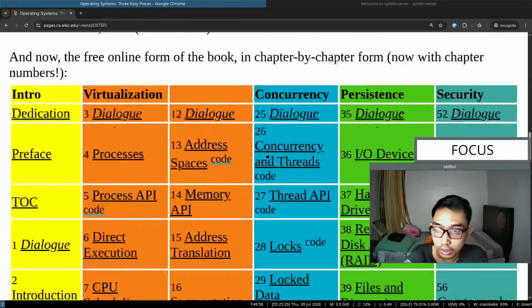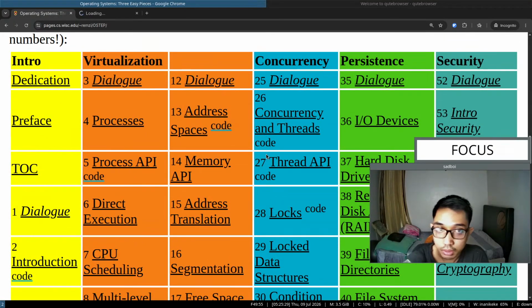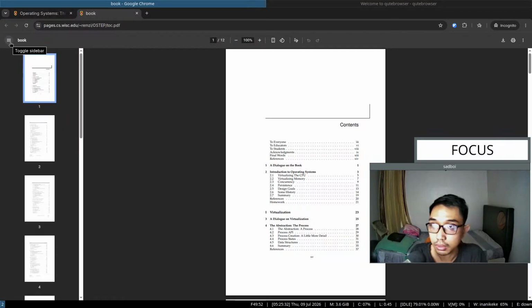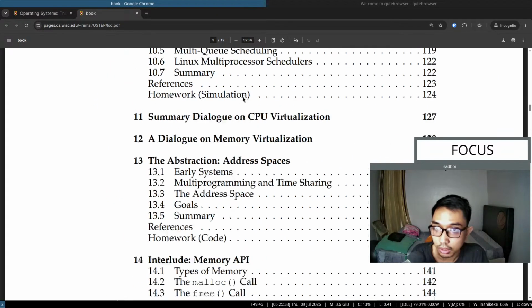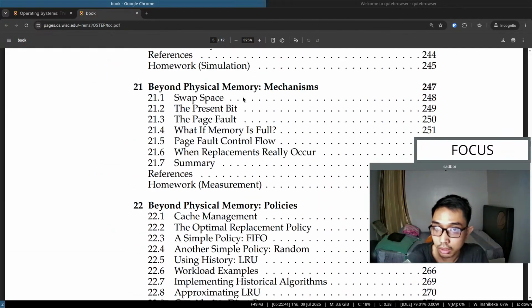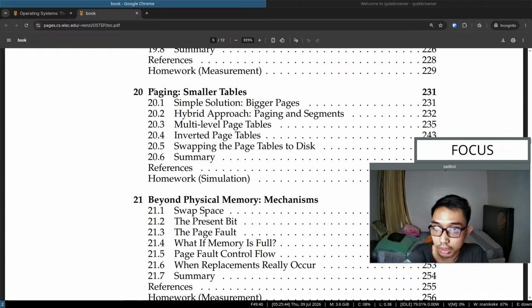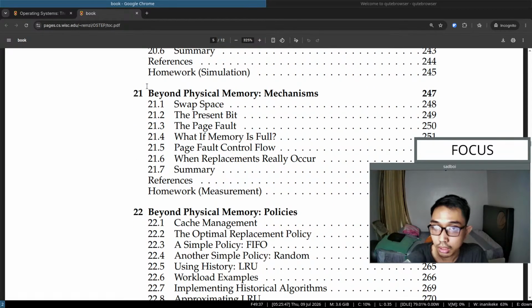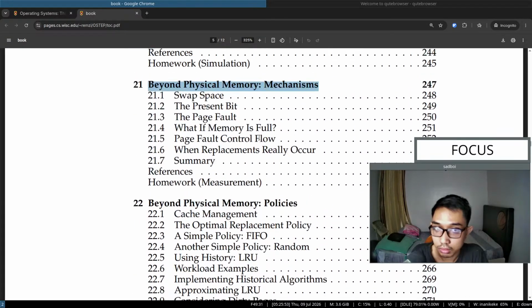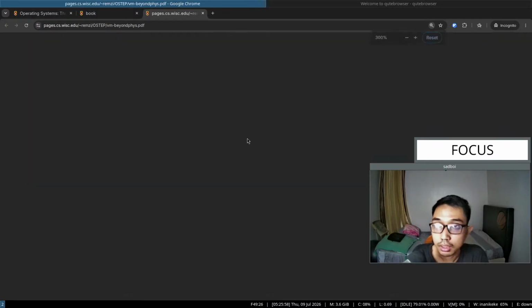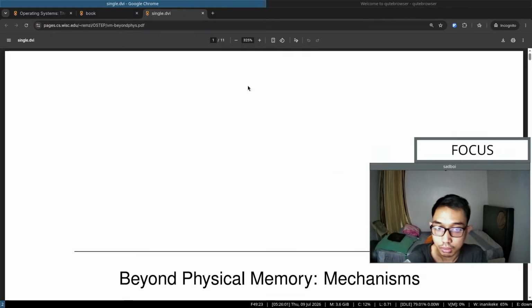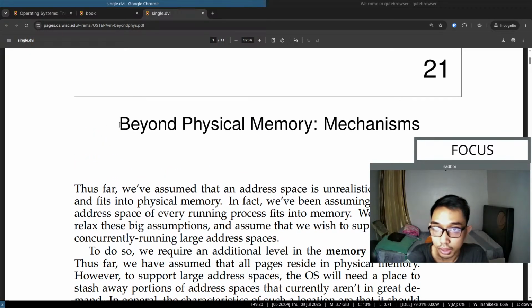Let me open the table of contents first. Previously, we were in chapter 20, and now we will take a look at chapter 21. Let me open that. Where is it? Okay, this one. Beyond physical memory: mechanisms.